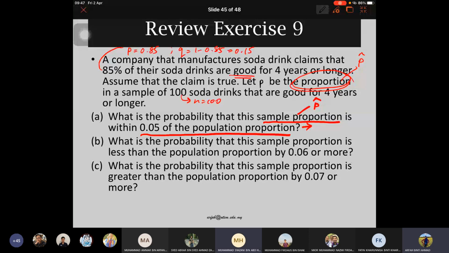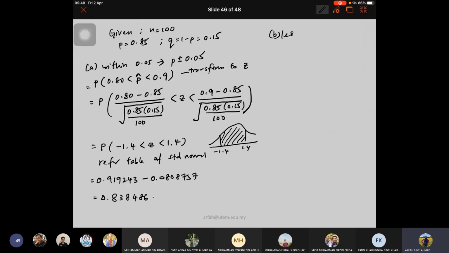Question B: what is the probability that this sample proportion is less than the population proportion by 0.06? What does that mean? Probability of P hat less than P minus 0.06, which is 0.85 minus 0.06. P hat less than what? Can anyone help me to calculate this one?